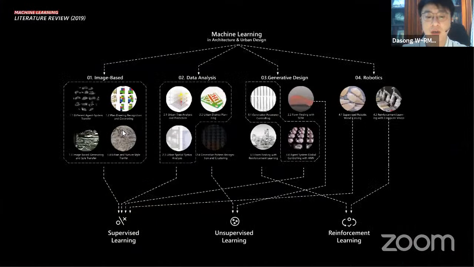The discipline of architecture is rapidly absorbing machine learning methodologies and searching for its meaningful applications in the last several years. This diagram lists the number of machine learning research in architecture and categorizes them into 3 frameworks: supervised learning, unsupervised learning, and reinforcement learning.